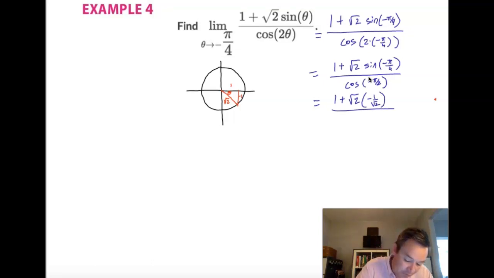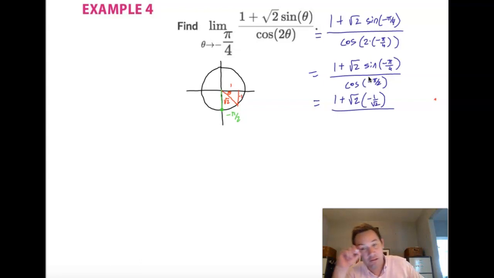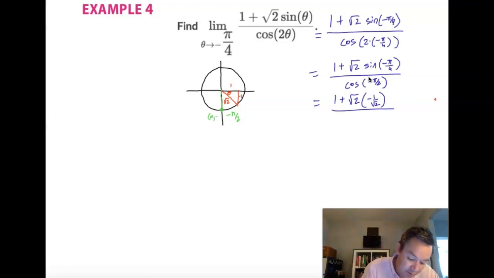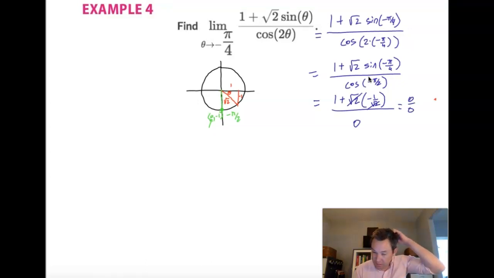Cosine of negative pi over 2. This angle is negative pi over 2. It's a quadrantal angle, so we can just think of what the coordinates would be there. That would be the coordinate 0, negative 1. Cosine is the x-coordinate, so 0. The numerator cancels to 0 over 0, and we have our indeterminate form once again. So that means we have to try and simplify algebraically, then retry our direct substitution.